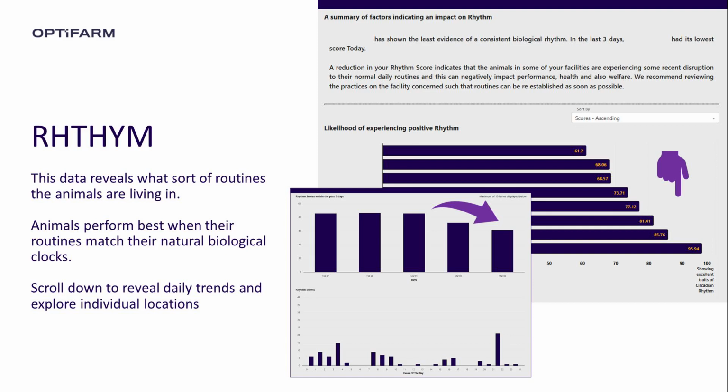Rhythm reveals what routines the animals are living by. Animals thrive when their routines match their natural biological clocks. Scrolling down the Rhythm Insights section explores daily trends and compares individual locations for a deeper understanding.